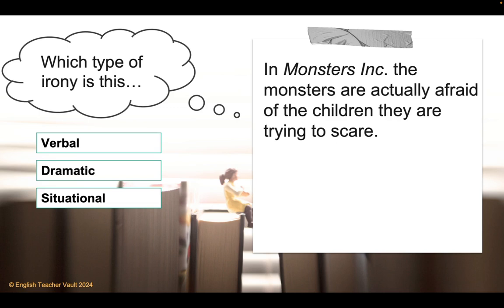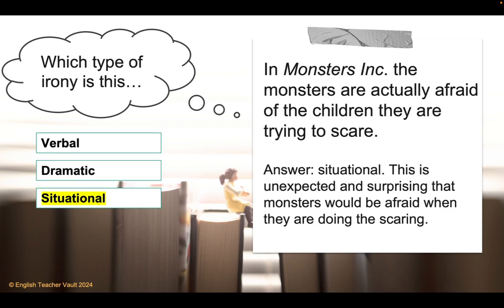Okay, so in Monsters Inc., the monsters are actually afraid of the children they are trying to scare. So what type of irony is that? Is it verbal, dramatic, situational? Think about that real quick, and then we're going to talk about it. It's situational because it's unexpected. It's a bit surprising that monsters would be afraid when they are the ones doing the scaring. So it's got a little bit of a twist and unexpected element there.